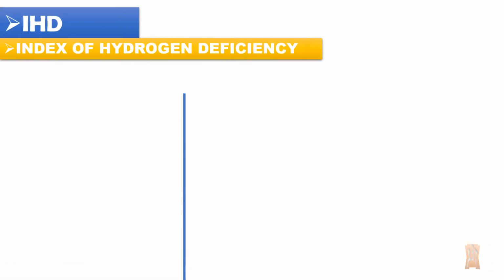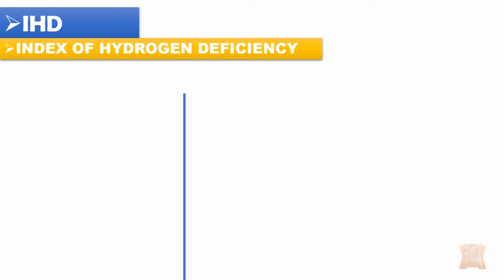What is IHD? IHD is index of hydrogen deficiency. By IHD, we can find out whether the molecule is saturated or unsaturated, right? It means that the molecule is an alkane or maybe an alkene, right? Or it could be an alkyne, or it can be a cycloalkane or aromatic. So how will we find out?